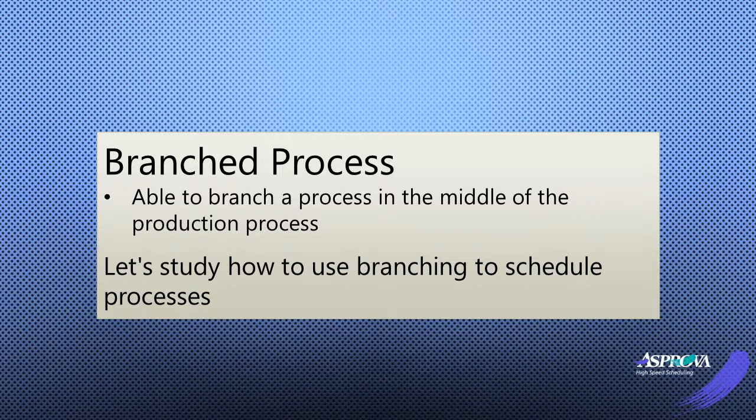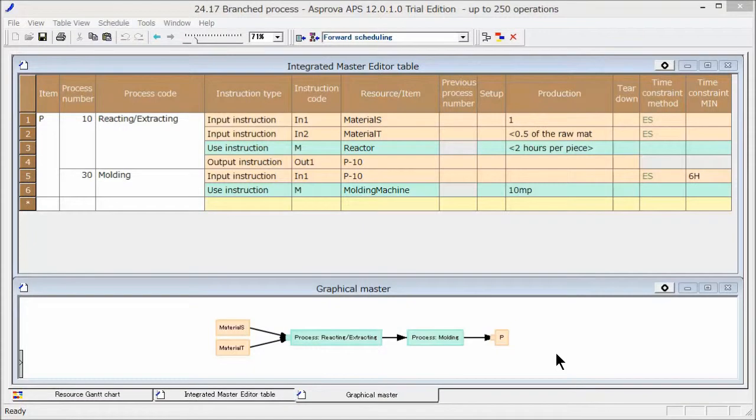You can also create a schedule that uses branching to produce left and right car parts that are produced together up to a certain process and then branched into separate processes in the final stages. When you enter a branch process in the integrated master of an item, branching operations will be assigned.